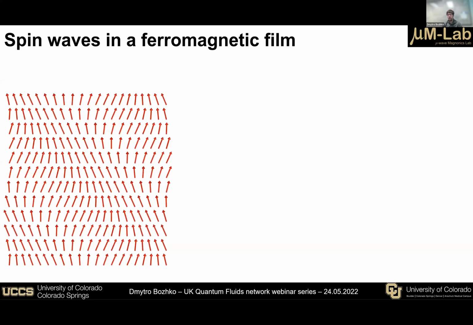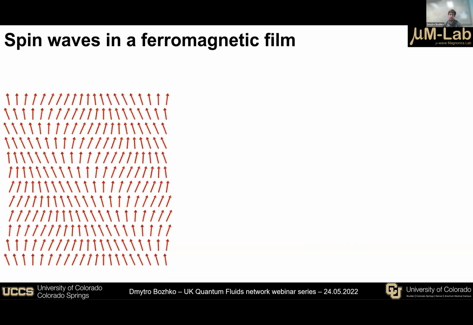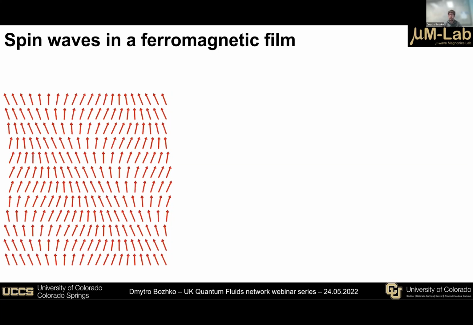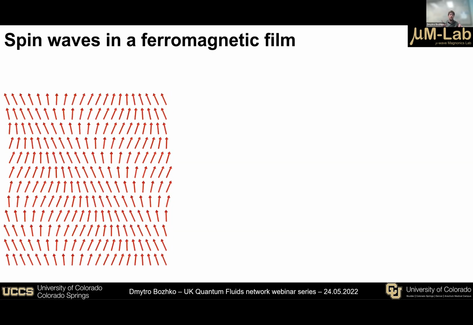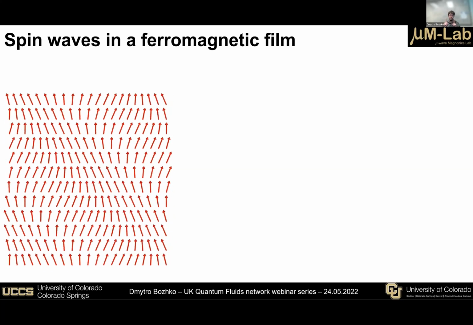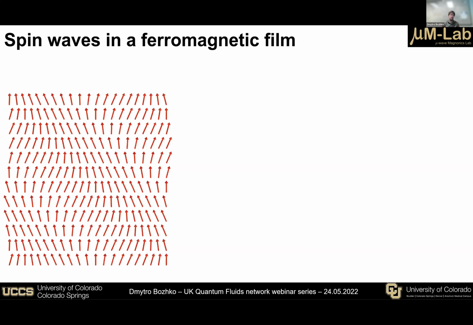One of them is the quasiparticle associated with the precession of the magnetic moment. To explain where this particle originates from, let me start with a very brief introduction to ferromagnets and spin waves. In a ferromagnetic material, the atoms have unpaired electrons and a magnetic moment, and these magnetic moments are aligned along each other due to exchange interaction.